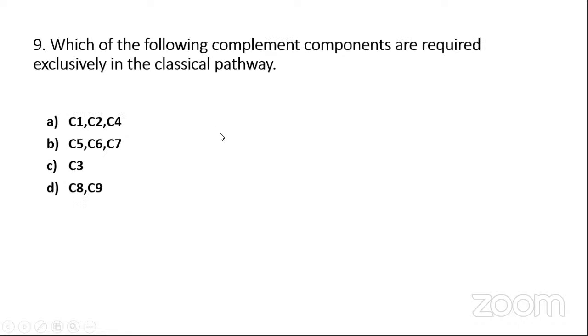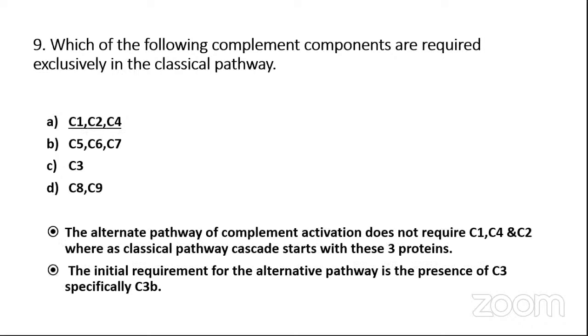Now we'll move on to the questions. Which of the following complement components are required exclusively in the classical pathway? C1, C2, C4. Option A, ma'am. Very good. Because the alternate complement pathway does not require C1, C2 and C4. Instead, it goes directly to the C3.